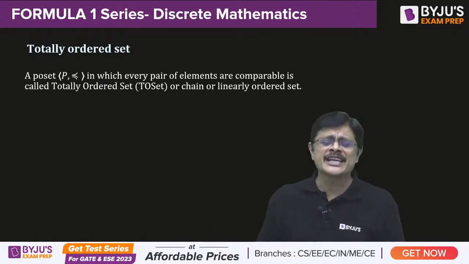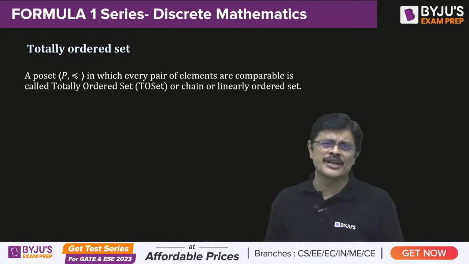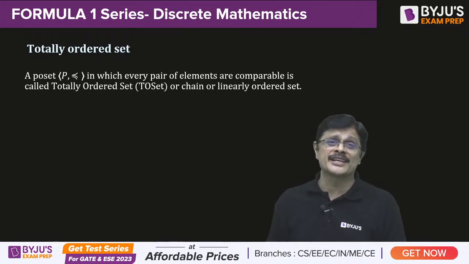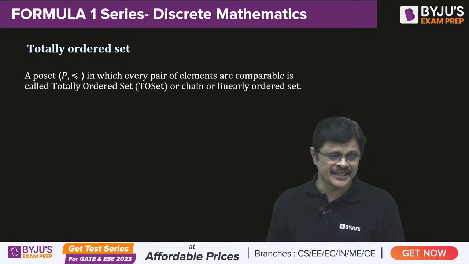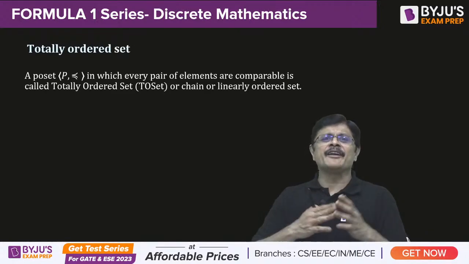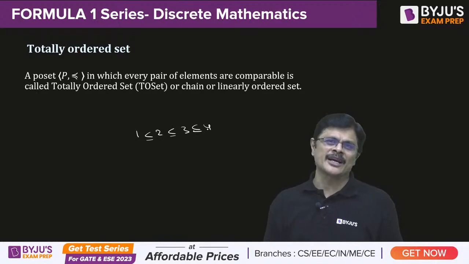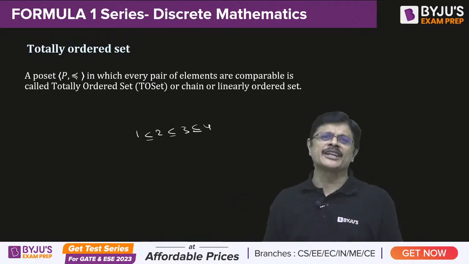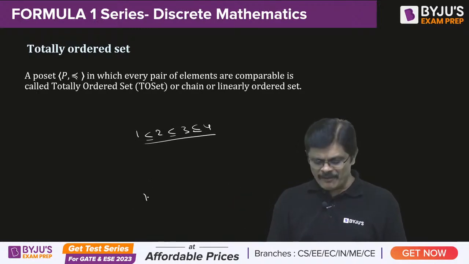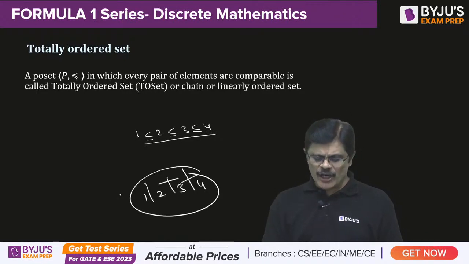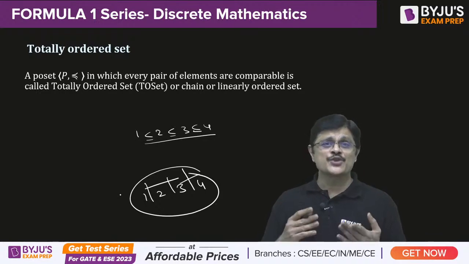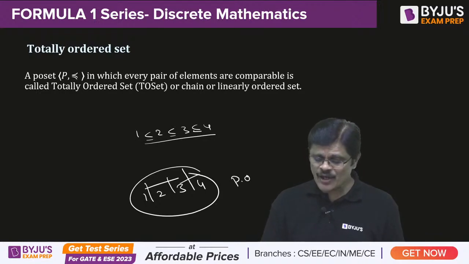And a poset in which every pair of elements is comparable is what is known as a toset, totally ordered set, linearly ordered set or a chain. So what happens in a chain? Every pair of elements is comparable. Suppose I give 1, 2, 3, 4 with respect to less than or equal to, every pair of elements is comparable. So you can write them one after the other. It becomes a toset. But with respect to division, can you arrange them like this? It is not possible. Why? Because there is no total order. We have only partial order here.